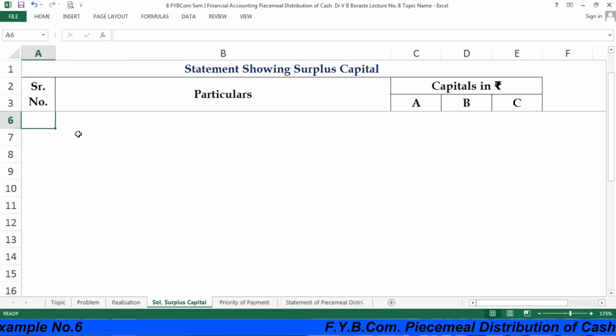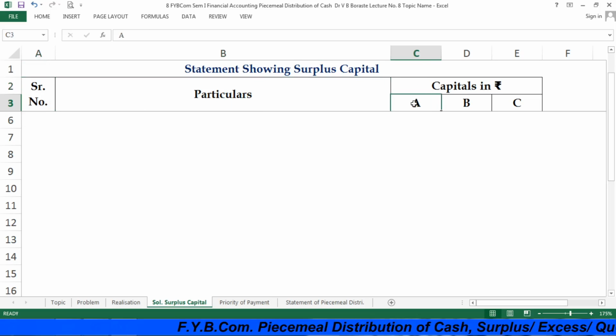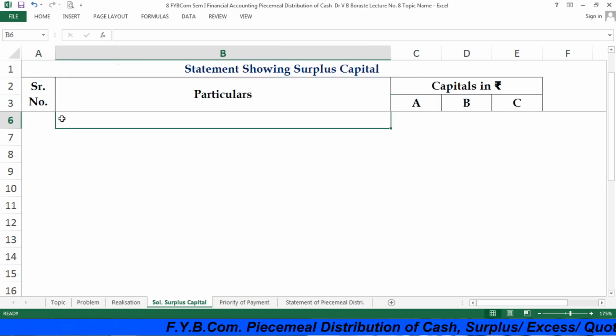So let us start surplus capital. What is surplus capital? Surplus capital is nothing but we have to find out the partners who have paid an extra amount, or we can say extra capital, to the partnership firm. It is called surplus capital, and first of all we have to pay that additional amount to that particular partner. So here just draw a 5-column statement, that is statement of surplus capital: serial number, particulars, capital of A, B and C.